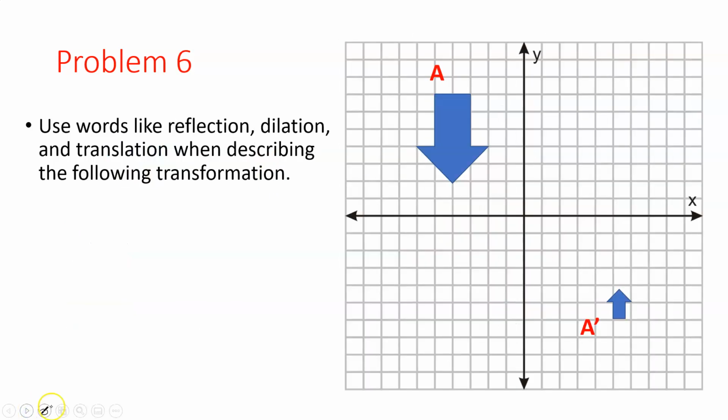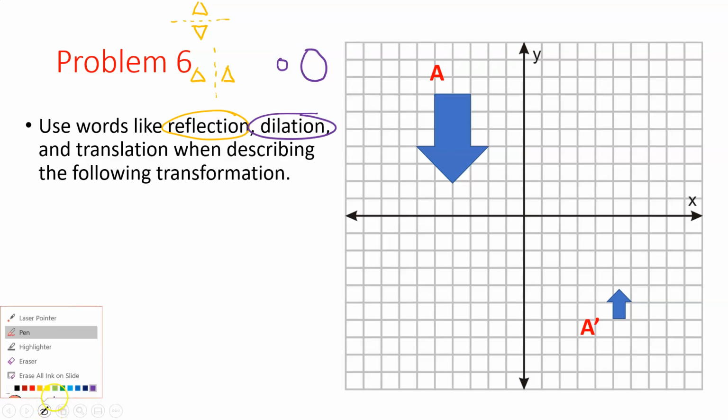All right, problem number 6. There's more than one correct answer. So this one kind of depends on how you defend it. It says use words like reflection. Reflection is when you are flipping over either the y-axis or the x-axis. A dilation is what we've been talking about recently, when you take an image and you either enlarge it or reduce it, depending on what way you're going.